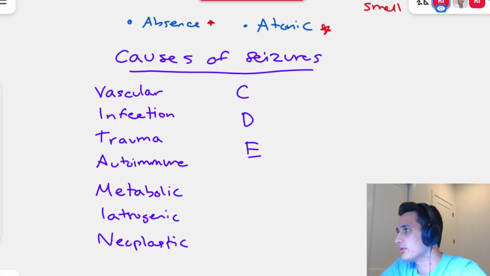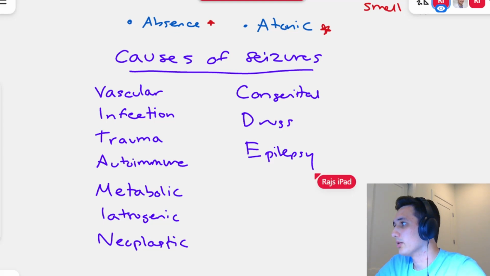And then leading into neoplastic, is there a tumor of any sort, whether it be a frontal lobe tumor, a glioblastoma, or a posterior fossa tumor, medulloblastoma, cerebellar tumors? Those are things that you want to be looking for to rule out any potential cause of seizure.